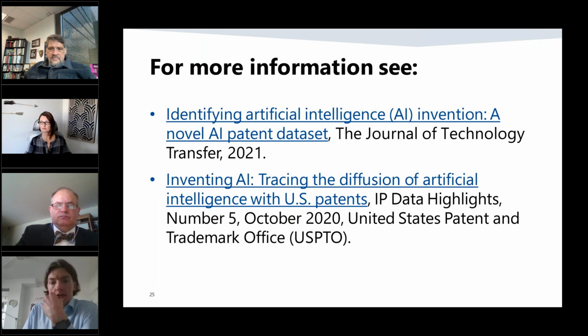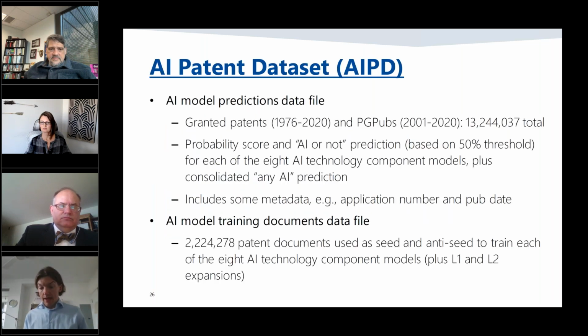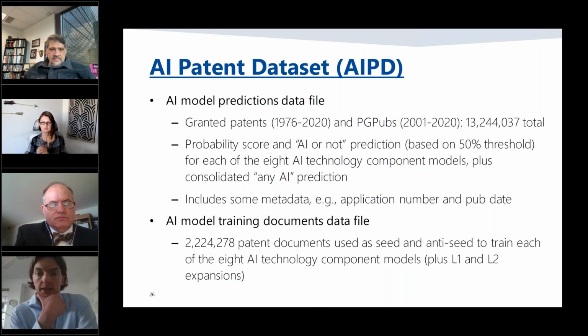And then just information about the data set. We released all the predictions. It's like 13.2 million patent documents. It's all of these, it's 70% machine learning, 40% planning and control. It goes through all of those probabilities for each of the patent documents.